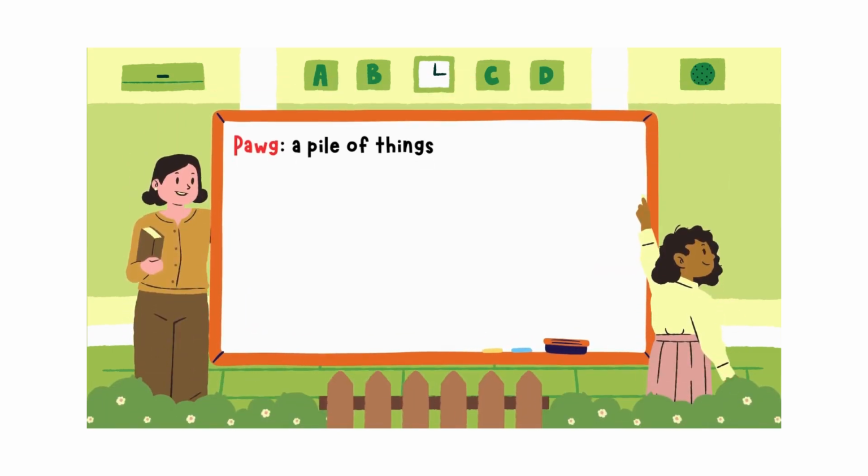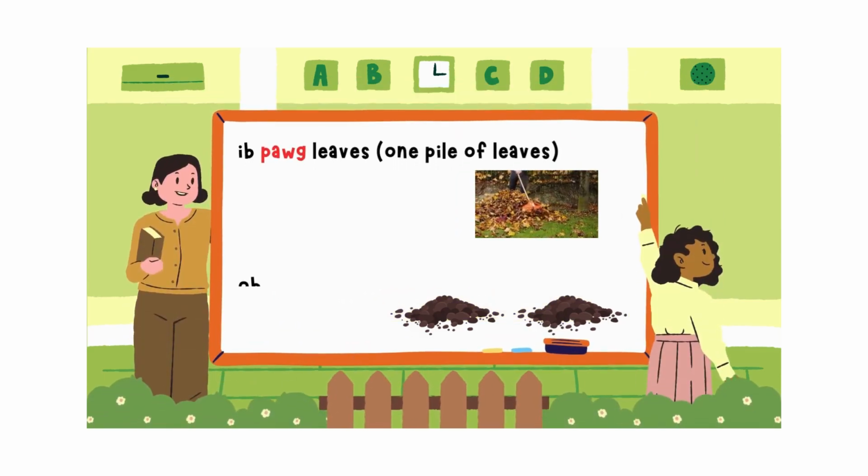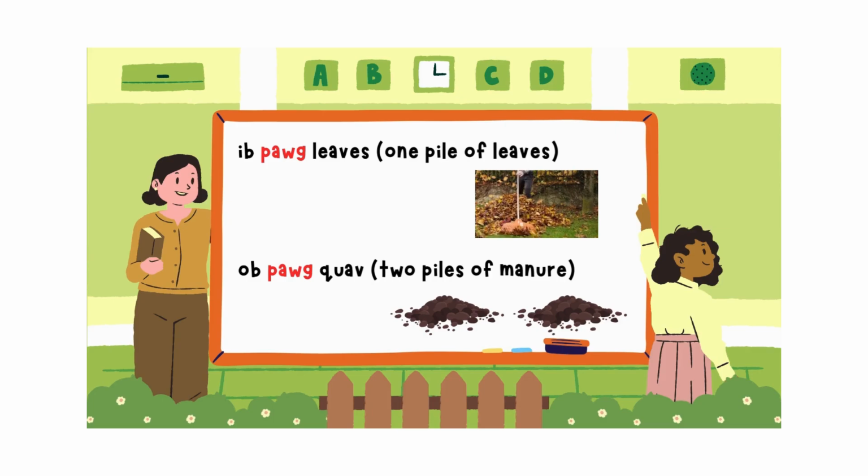Bao. Bao describes a pile of things. You may not use this for nouns like, for example, animals or people. I bao, leaves, a pile of leaves. Actually, I should say I bao blong. Blong means leaves. O bao gua, or 2 piles of manure. If you noticed, all I did was put the quantity right before the classifier ba, and then the noun comes after.